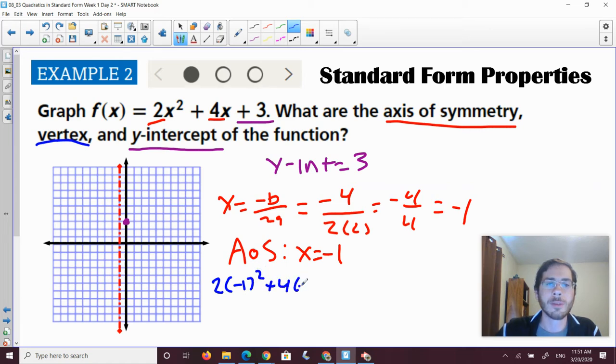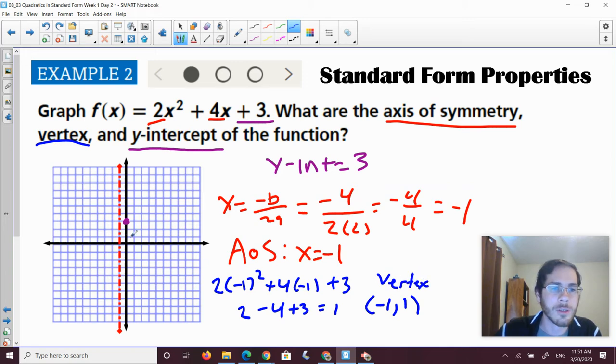Plus 4 times -1 plus 3. And we'll just quickly do it again. -1 squared is 1. 1 times 2 is 2. 4 times -1 is -4. 3 is 3. 2 plus 3 is 5. Minus 4 is 1. So my vertex is going to be at -1, since that was my input, and 1, since that was the output.